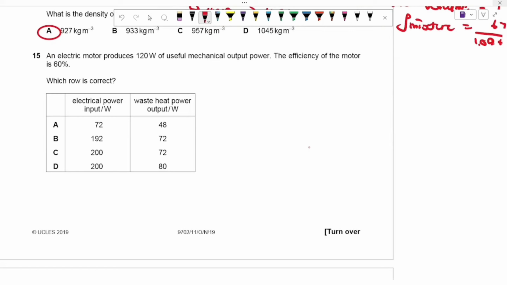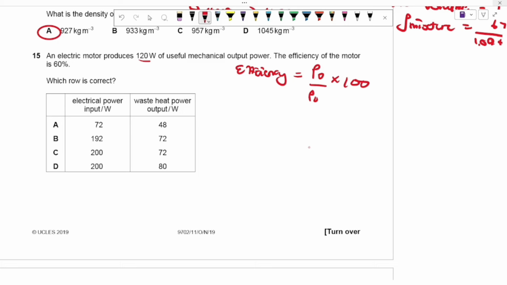An electric motor produces 120 watts of useful mechanical power. So we do some work, and the efficiency is 60%. Which row is correct? So basically, efficiency as a percentage is going to be your power output divided by your power input times 100. What output do you get? What input did you put? Times 100. That's your efficiency.